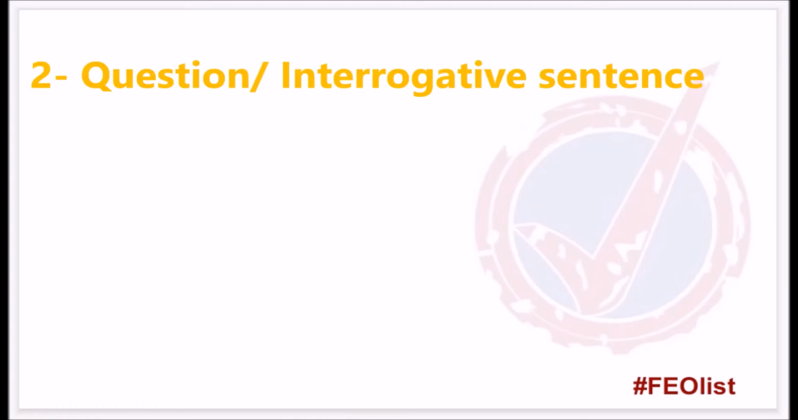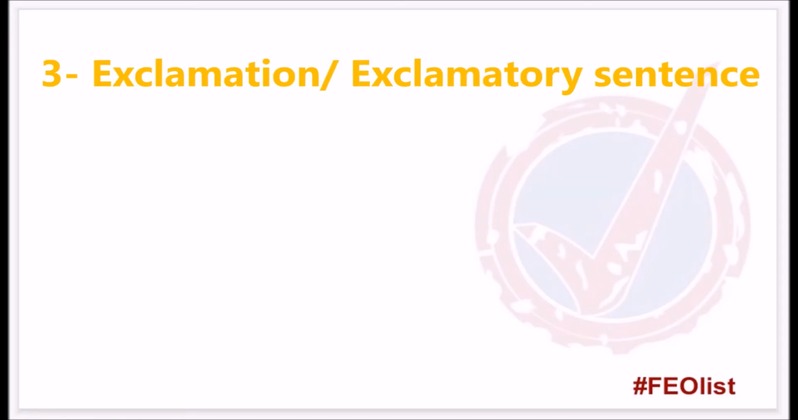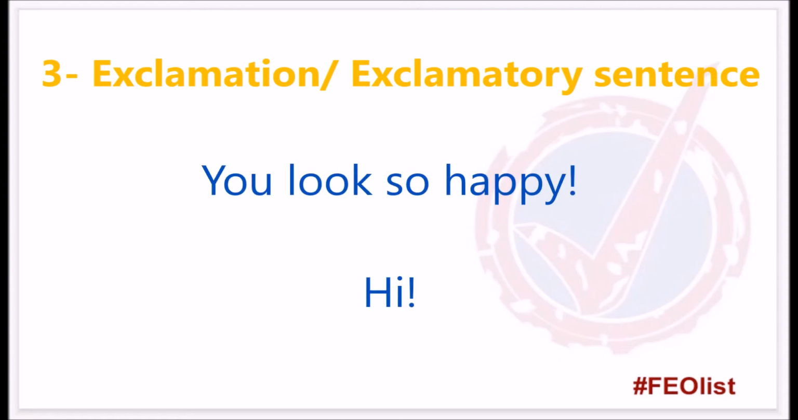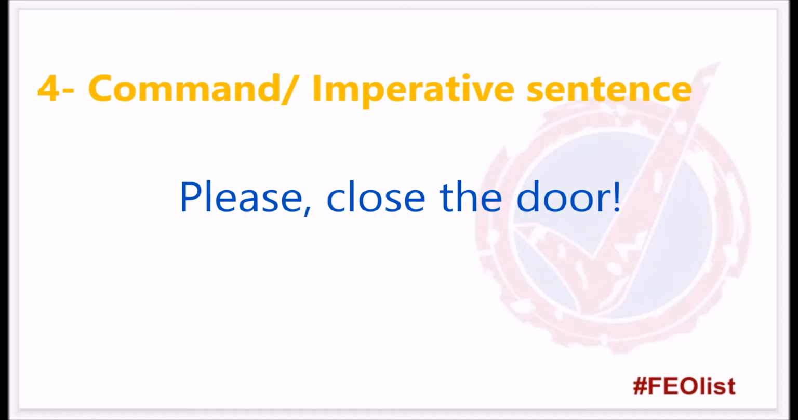Number 2, we've got a question or an interrogative sentence. For example, Do you speak English? Number 3 is an exclamation or an exclamatory sentence. For example, You look so happy! Hi! We use this type of sentence to show surprise, admiration, or when we are greeting people. Number 4, a command or an imperative sentence. For example, Please close the door. You see, although we use the word please here, it is still a command.